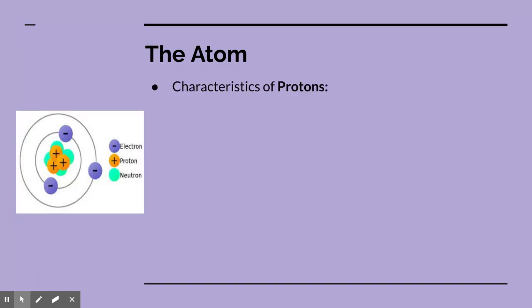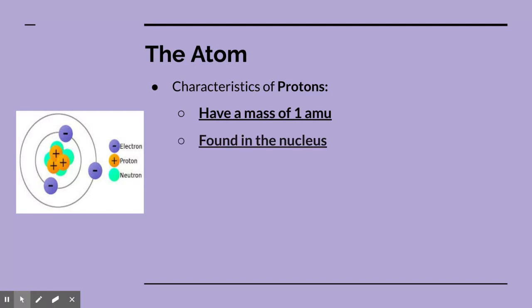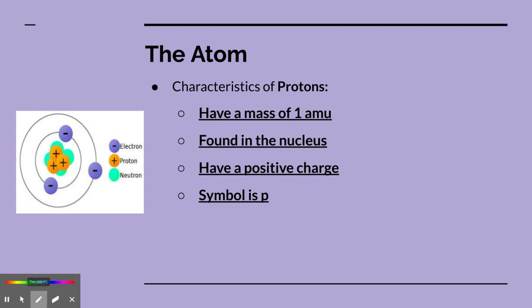Okay. And then protons. Protons also have a mass of 1 AMU, 1 atomic mass unit. They are also found in the nucleus. These have a positive charge, and their symbol is P. Similar to neutrons, protons have this symbol, a P with the plus sign up top. Again, I'll mostly be using this one for you, so just pay attention to that. But this is another way you can write their symbol.